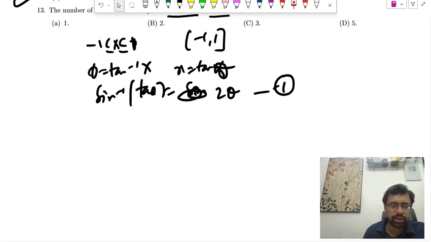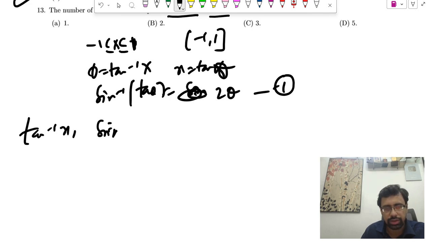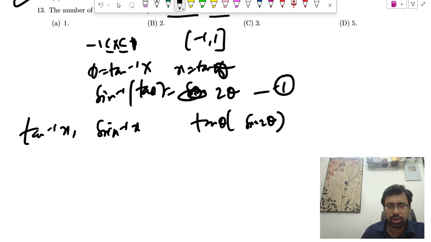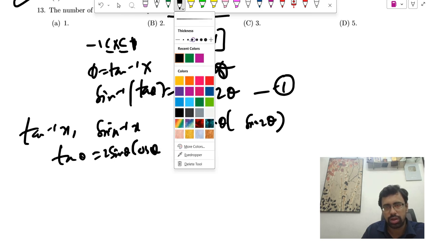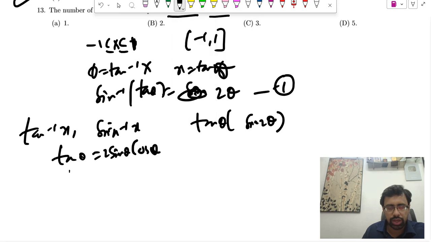Now the thing is that whenever the tan inverse x and sin inverse x appear, replaced by the trigonometric expression. So here x equal to tan theta removes the inverse trigonometric function. So tan theta equals sine of 2 theta. So sine 2 theta, we know 2 sin theta cos theta. So tan theta equal to 2 sin theta cos theta. Two sin theta cos theta means sine by cos is this.